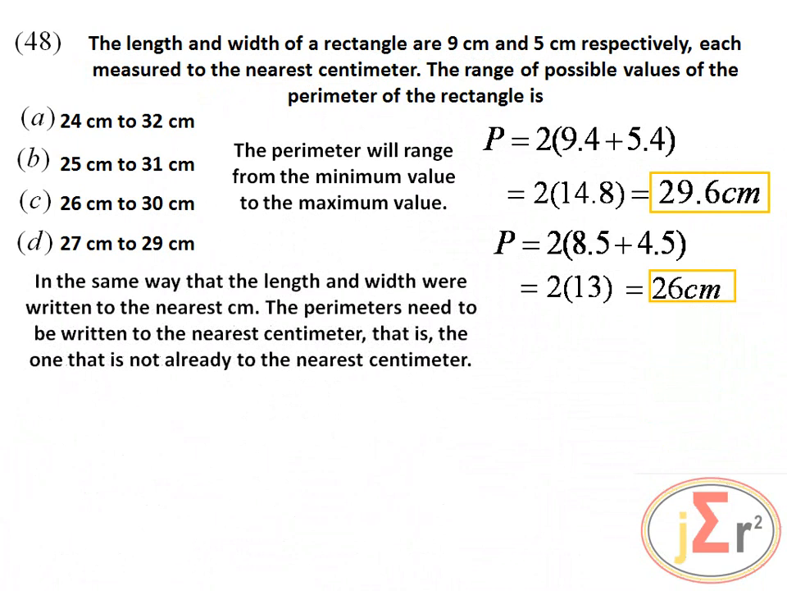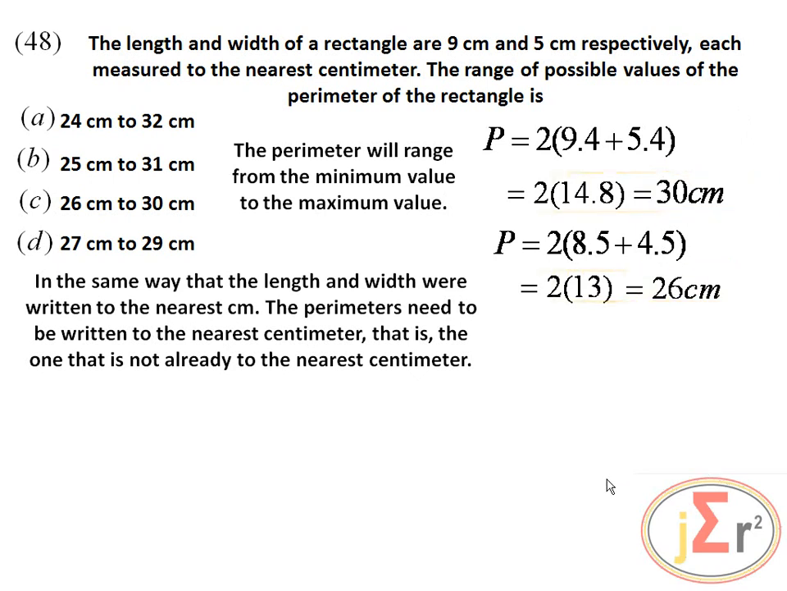In the same way that the length and width were written to the nearest centimeter, the perimeters need to be written to the nearest centimeter. That is, the one that is not already to the nearest centimeter. One is to the nearest centimeter already, which is this one, but this one is not. We will write that correct to the nearest centimeter by, of course, rounding off to the nearest centimeter. So there we have it, 30 centimeters, and we have a minimum of 26 and a maximum of 30.